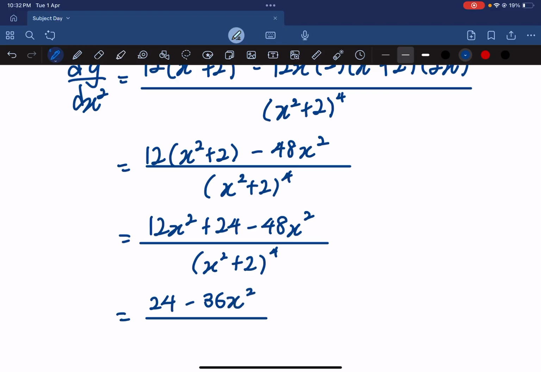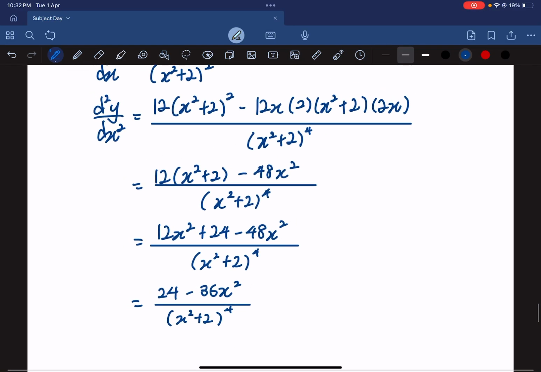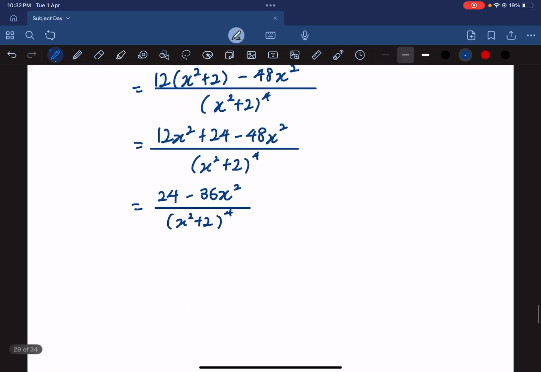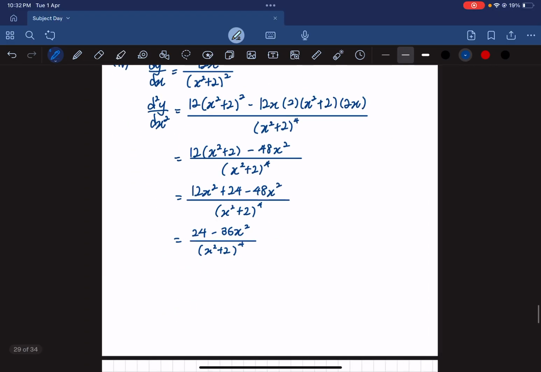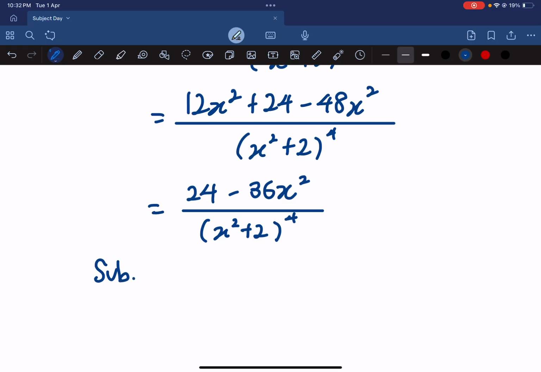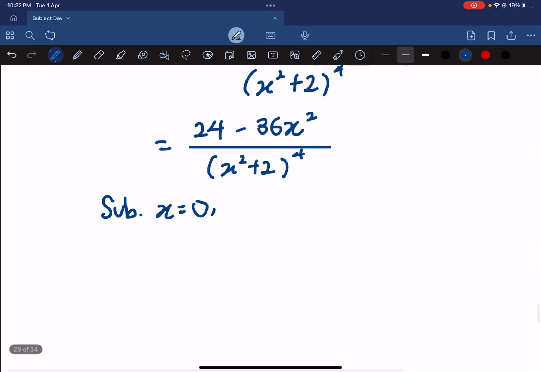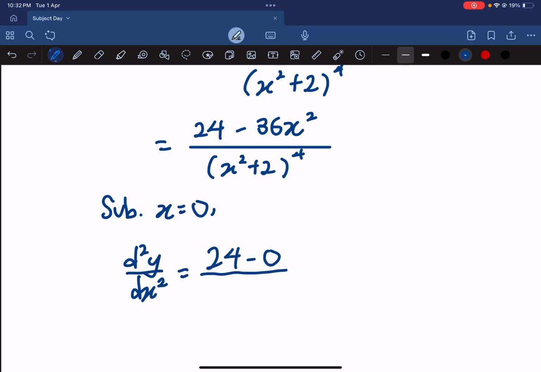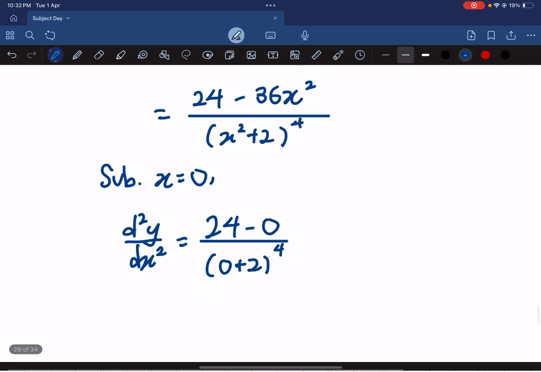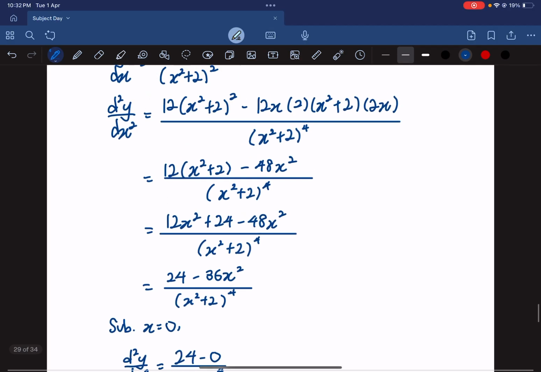Okay, and this is my d square y over dx square. So over here, to make use of my d square y over dx square, sub x equals to 0. My d square y over dx square is equal to 24 minus 0 over 0 plus 2 the whole thing power 4. I will get, this is 24 divided by 8, which is 24 divided by, wait, did I make a mistake?